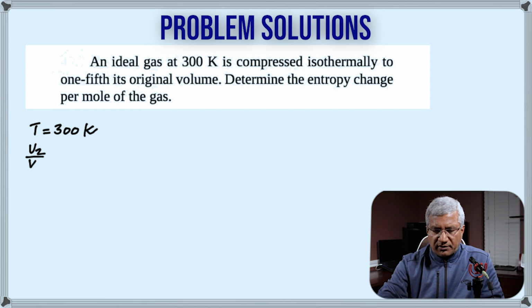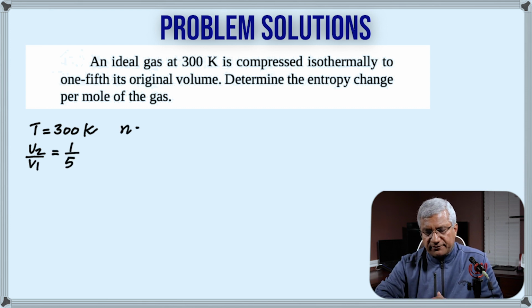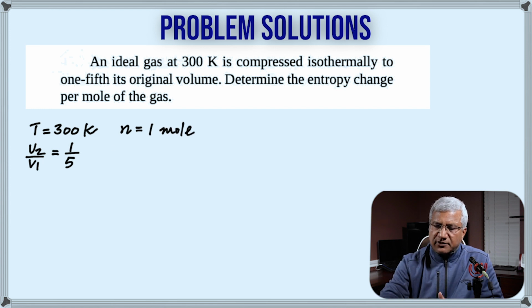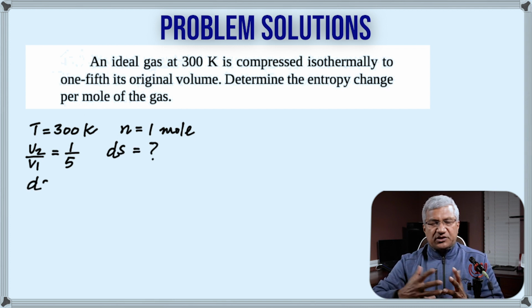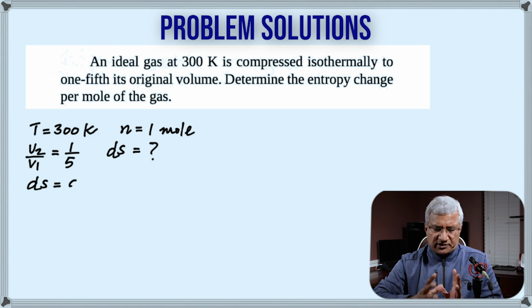The ratio of the final to the initial volume is 1/5. N is 1 mole because it says find the entropy change per mole. So N is 1 mole. And dS, which is the change in entropy, is what we're looking for. Here is the formula. dS is dQ over T.